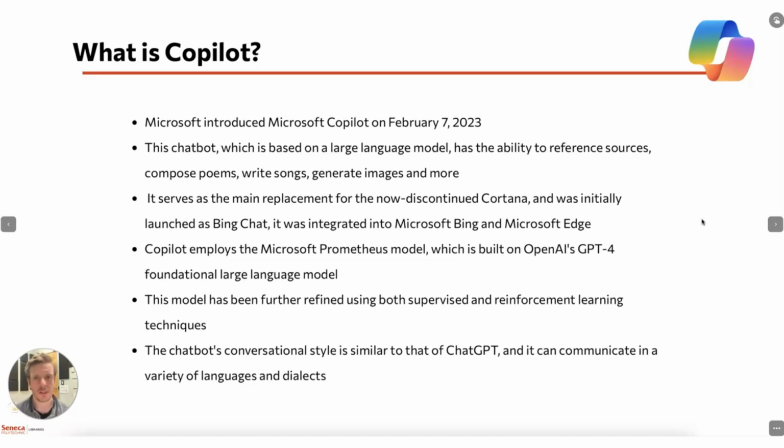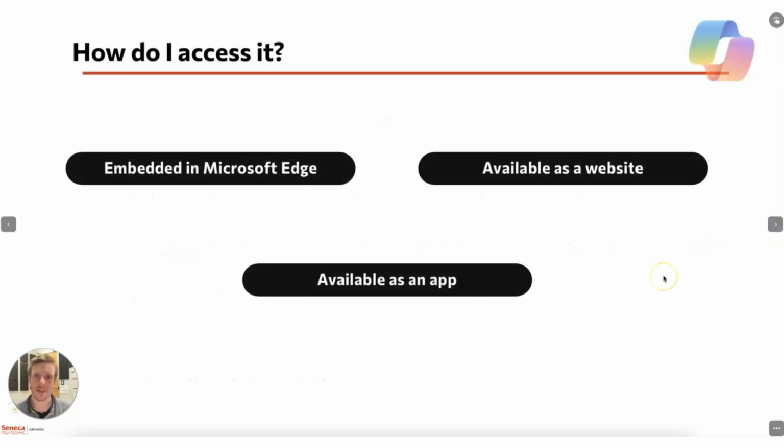But we'll focus in on some of the differences and some of the unique features that Copilot offers in the live demo. There are 3 main ways to access Microsoft's Copilot. It is embedded in Microsoft Edge, it is available as a website at copilot.microsoft.com, and thirdly, it's available as an app that you can download onto your mobile devices or any device that supports application downloading.